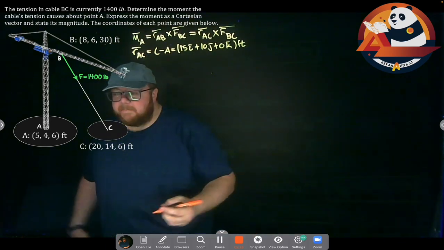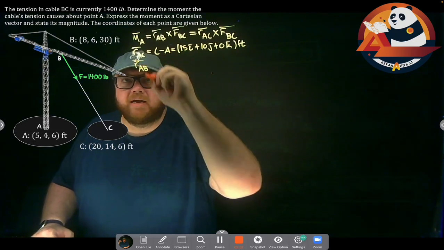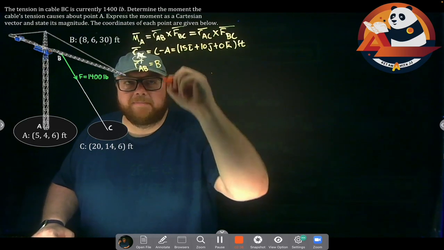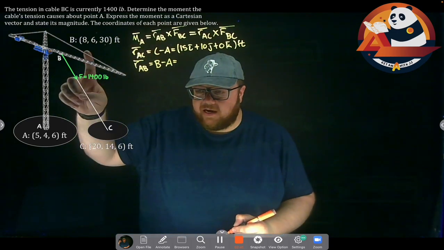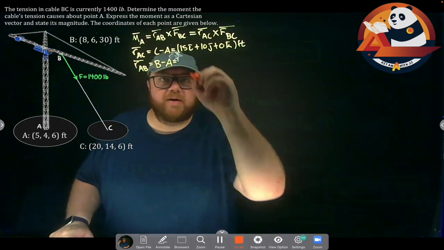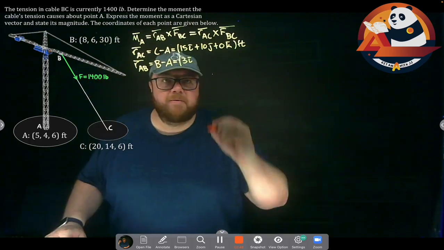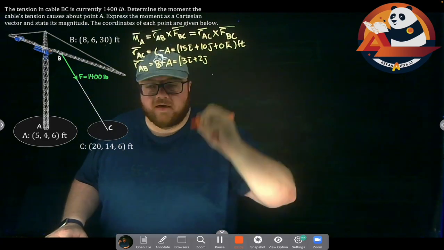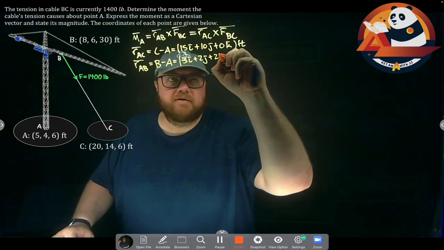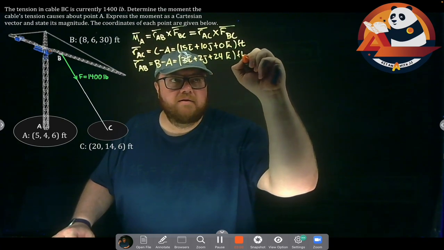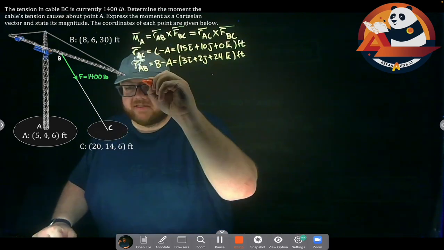And we can repeat that for RAB. RAB is a vector that goes from A to B. That should be the coordinates of the tip, B, minus the coordinates of the tail, A. So B minus A. 8 minus 5 is 3, so 3i. 6 minus 4 will be plus 2j. And 30 minus 6 would be plus 24k feet.